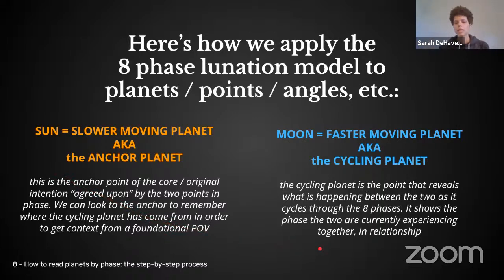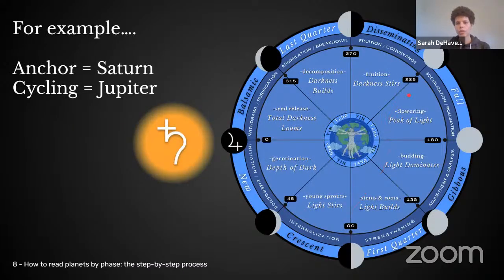So the moon is the cycling planet, as I said. It's the point that reveals what is happening between the two as it cycles through the 8 phases. It shows the phase the two are currently experiencing together in relationship. So for example, just quickly, because I do have examples as we go through each phase. We're going to go through synthesis examples, but I just want to show you visually how you would determine the anchor and cycling planet using a couple examples. So we're going to do that now.